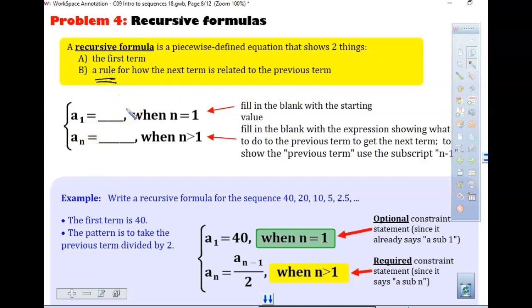So if we are taking a look at ours, it says a sub 1, and we're always going to put whatever was the first number in your sequence. So like in this case, down here, they give the example. The first one is actually 40. It's the very first term.